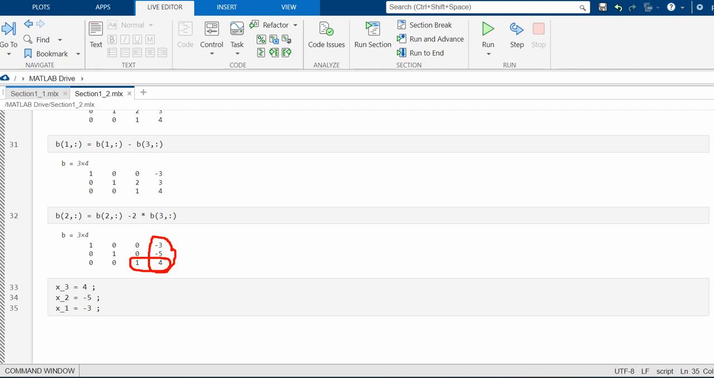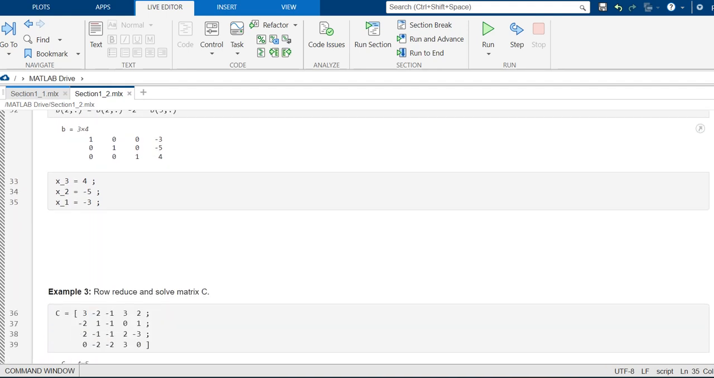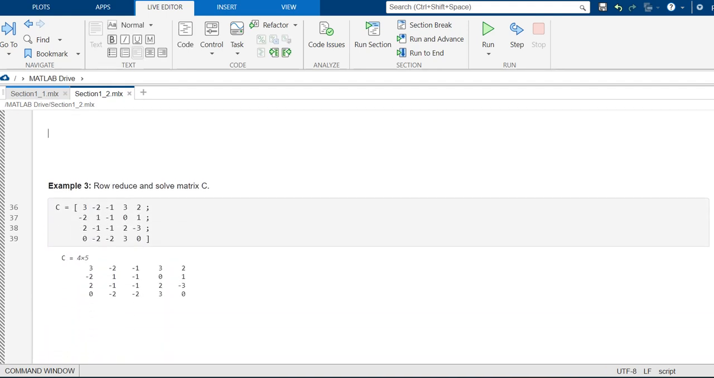Okay, so again, is this always the most efficient way? No, but it's a good way. And when I'm interested in just raw speed, remember, I can just go to REF form and then back substitute. So there are two different ways there to solve a system of equations.